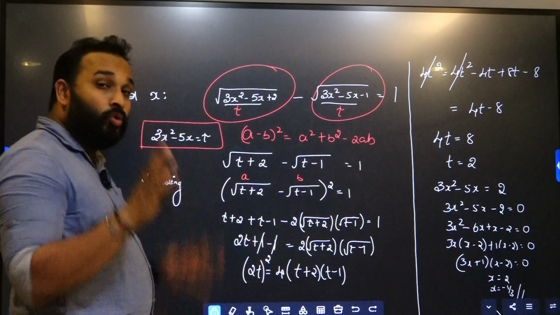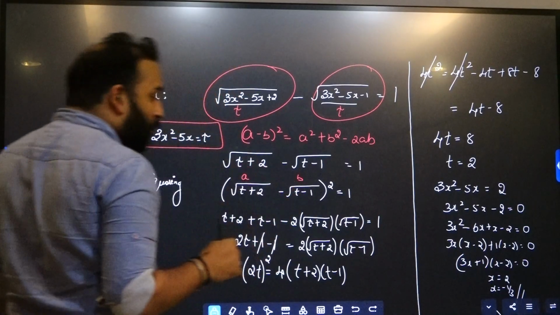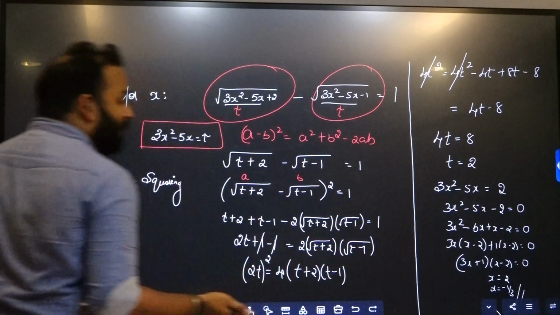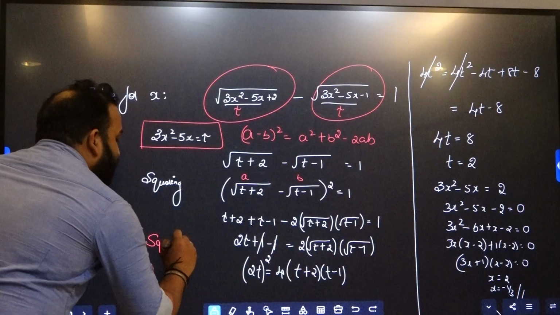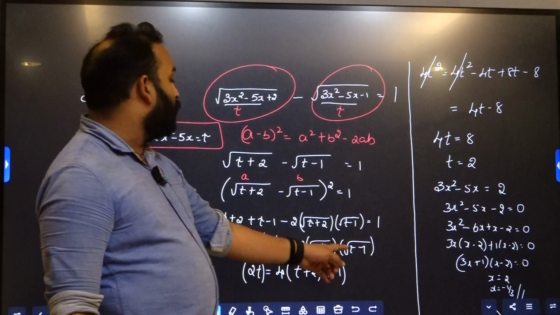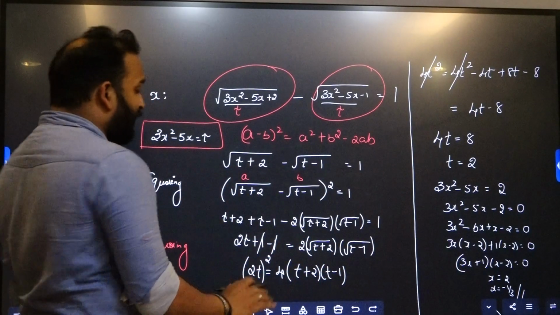Why do we do this? Root terms, we take it to one side. Always when you're solving, we do that. But here in this problem, the unique step you're doing, the root is still remaining, so square on both sides again. At this part, again, we are squaring. If you notice, we got 2t is equal to 2 times root of t plus 2 into root of t minus 1. 2 can be cancelled, or you can directly square. We have squared directly here.